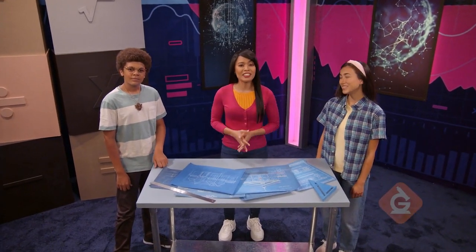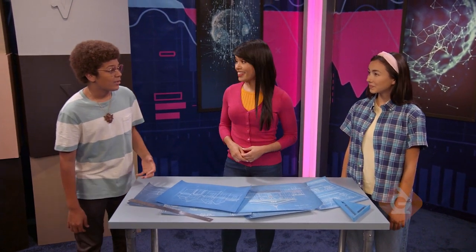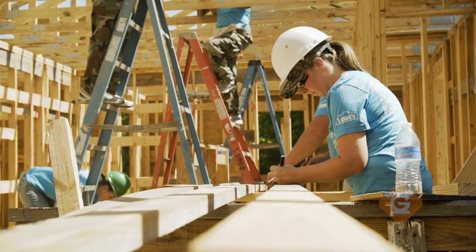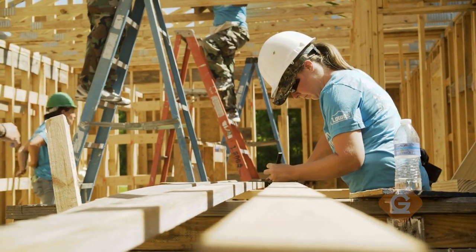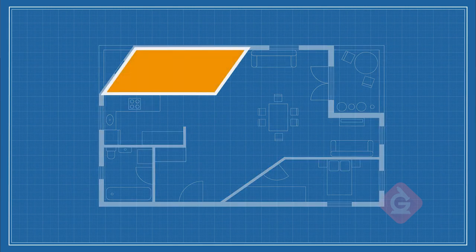Let's see how finding the area of polygons can help people build homes. During the summer, I volunteer to help build homes for people in need, and every home starts with a blueprint. This blueprint shows the floor plan for a home. If we find the area for each room, we will know how much wood, tile, and other materials we need to buy. The only problem is this room is shaped like a parallelogram and this one is a trapezoid. How are we supposed to figure out the area?